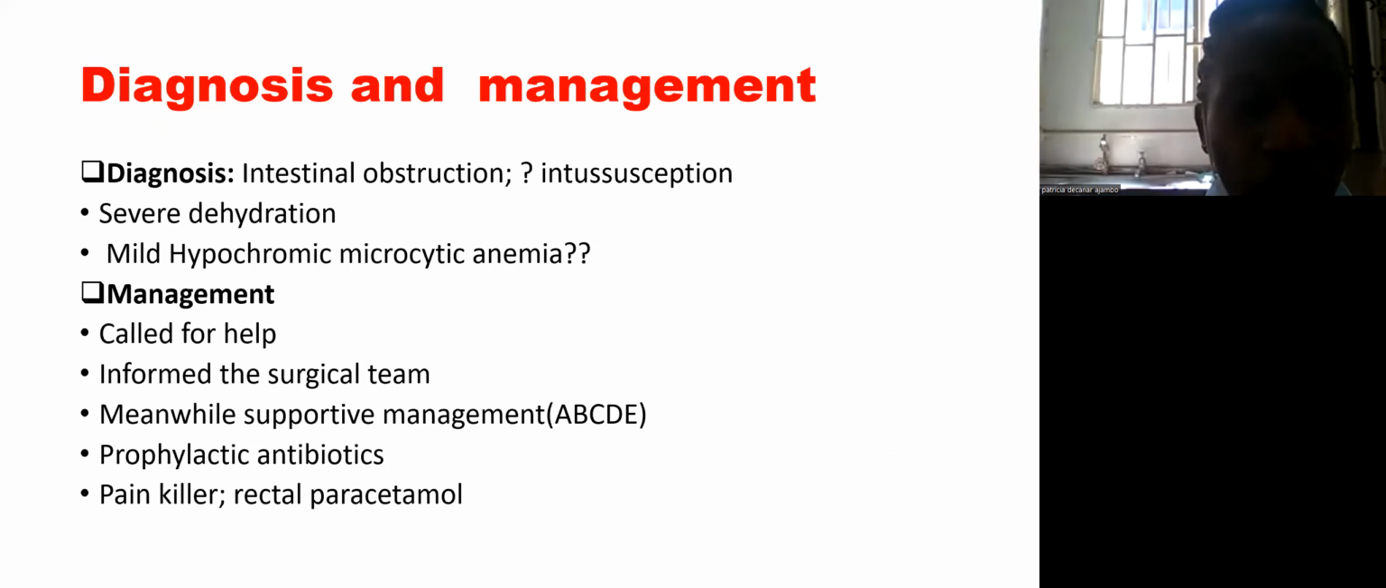So our diagnosis was intestinal obstruction, most likely due to intussusception with severe dehydration and mild hypochromic microcytic anemia, most likely iron deficiency, since the child had severe malnutrition. So our management plan was a call for help, called the nurses and the doctors who were around to help manage the emergency, and informed the surgical team. Meanwhile, we did the supportive management, which I described earlier, the ABCDE, and we gave prophylactic antibiotics. We gave rectal paracetamol as a painkiller and antipyretic.